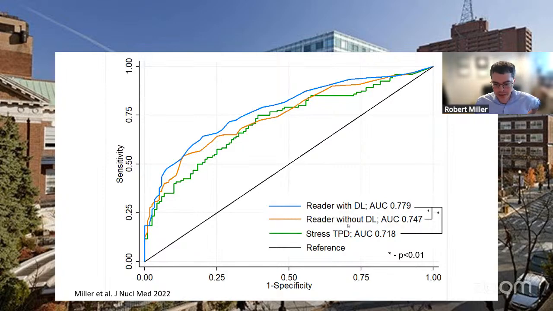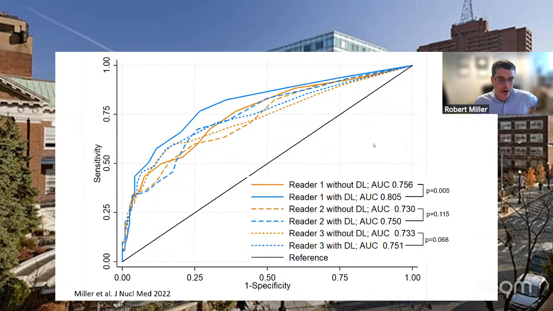So this is the top line result from the study. What you can see is that the readers with deep learning beat readers without deep learning. As you can tell, they're already quite good readers because they're outperforming stress TPD, which tends to perform better than readers in most studies. You can look at each reader independently, and what you can see here is that each reader improves a little bit upon themselves with deep learning, some more than others. One of the readers improved significantly, whereas another reader had less significant improvements.